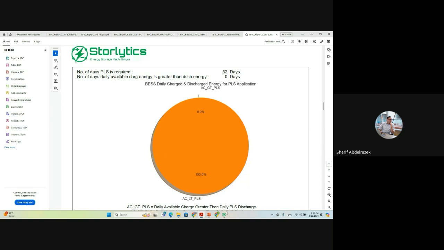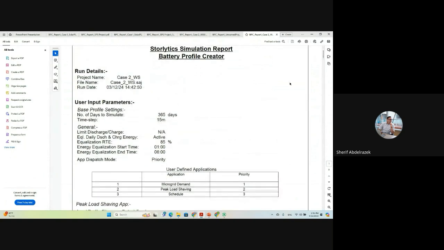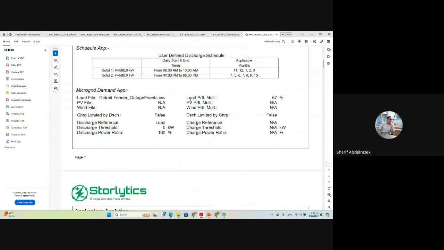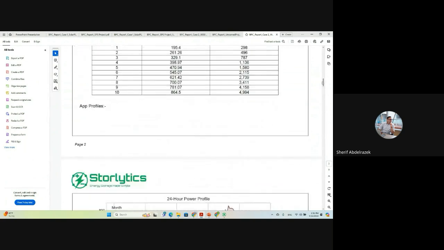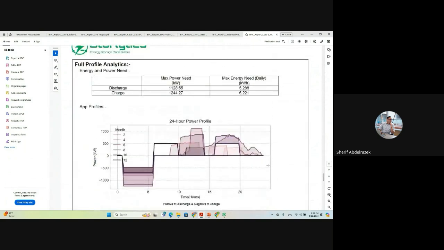Okay. So this is a report. It was produced. So we got the 3 use cases. First one's microgrid demand, doing the reliability improvement. Second one, peak load shaving, doing the non-wires alternative, asset upgrade deferral. Third one is arbitrage, the tertiary application that is being performed 90% of the time. All right, so let's go down here to the full profile analytics.